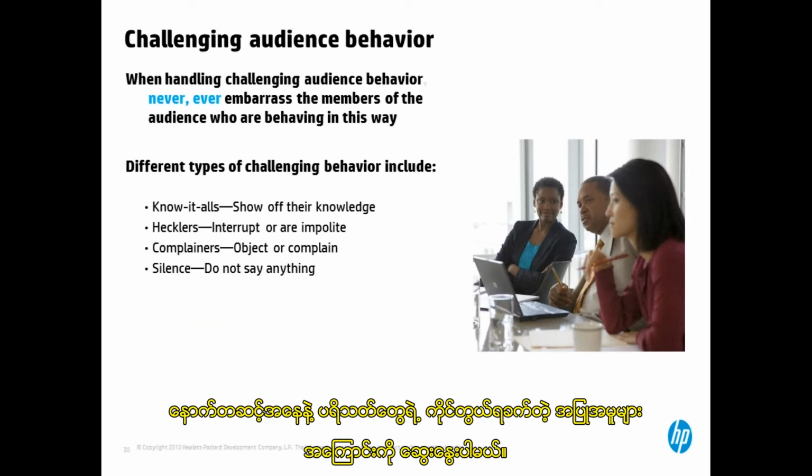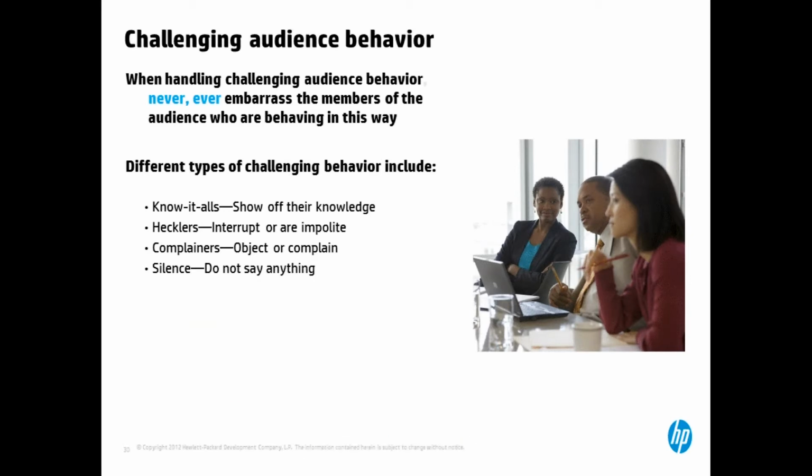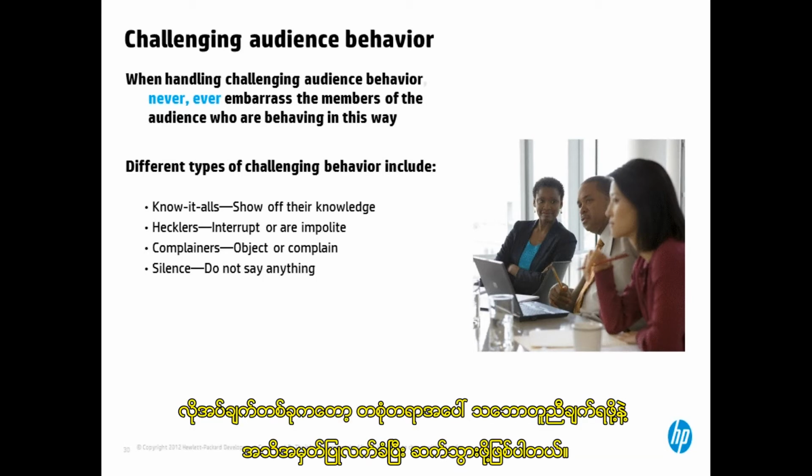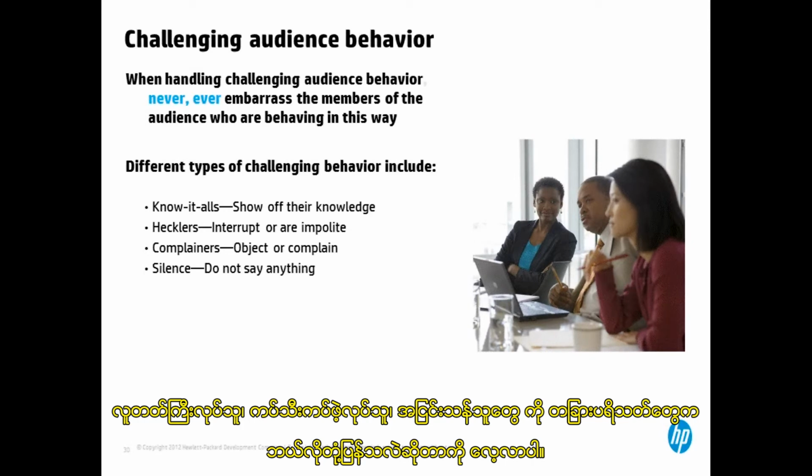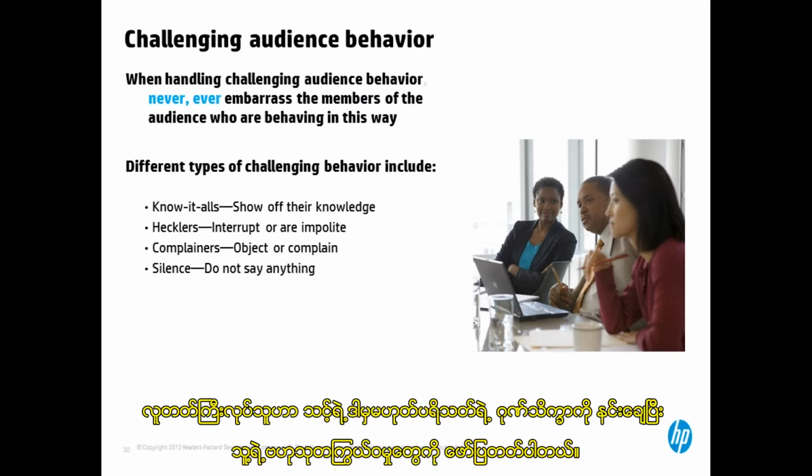We move on to challenging audience behavior. When dealing with difficult audience behavior, one needs to acknowledge and agree with something and then move on. Observe the group dynamics and their behavior. How are other members of the audience reacting to a know-it-all, to a heckler, or a complainer? Now, a know-it-all is a person who shows their knowledge at your expense or at others of the audience.